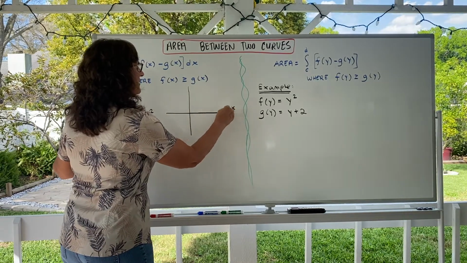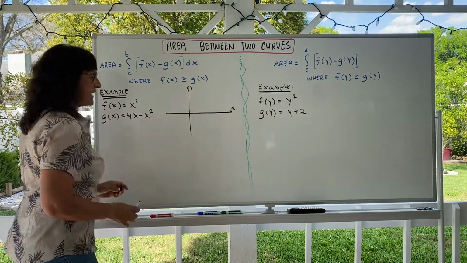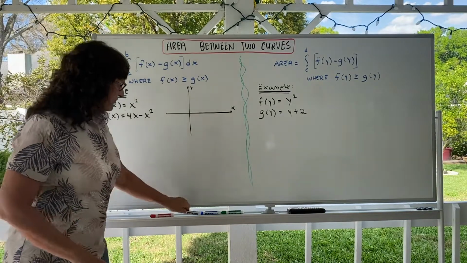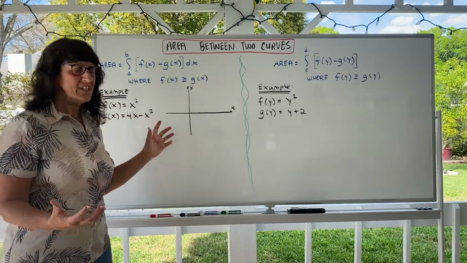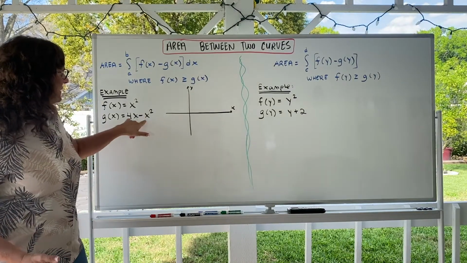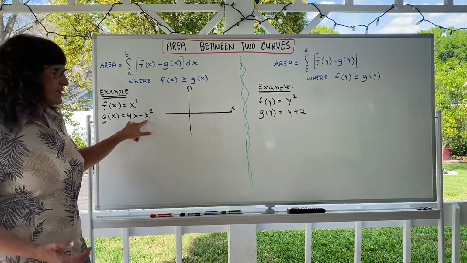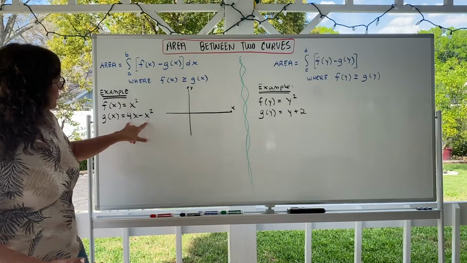So here's my x-axis, here's my y-axis, and we want to graph this. f of x equals x squared is a parabola that opens up and sits on the origin. And then here's a parabola that opens down. It's going to be shifted over a little bit, with the x-intercepts at 0 and 4.